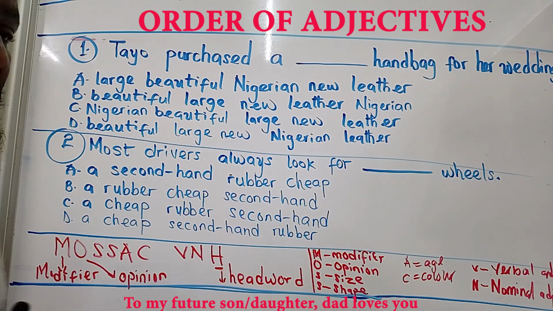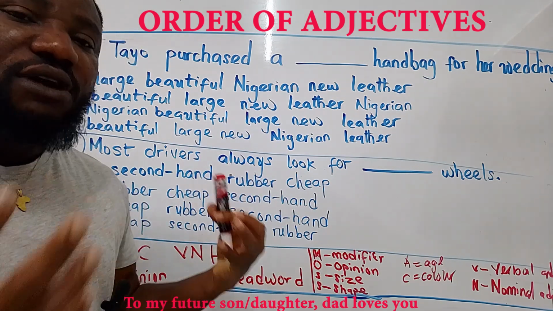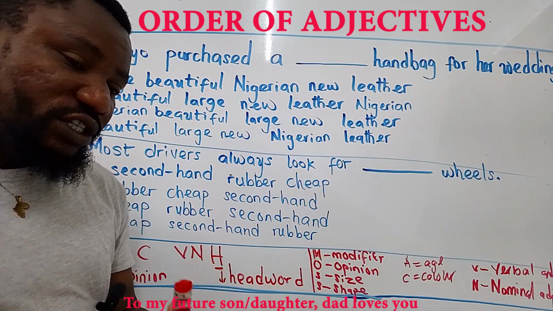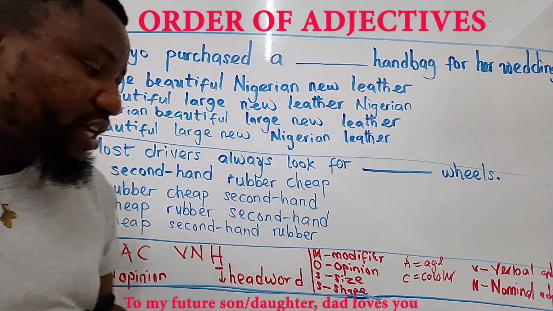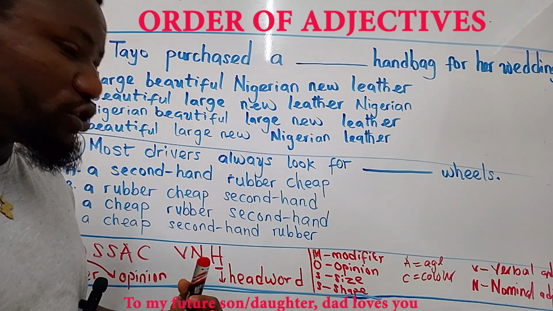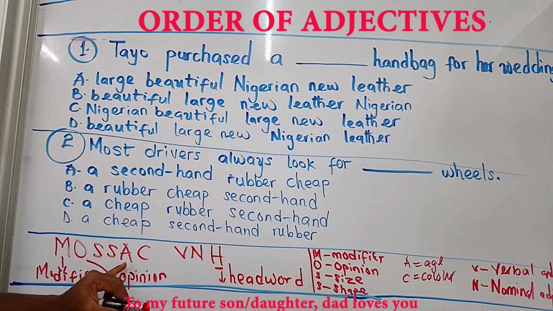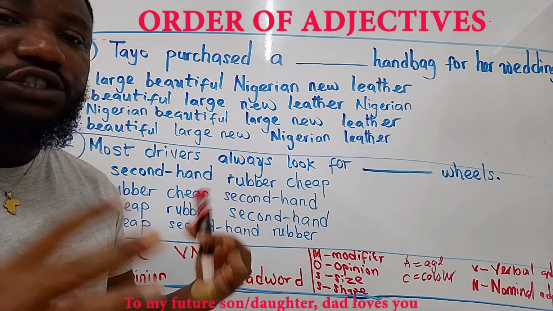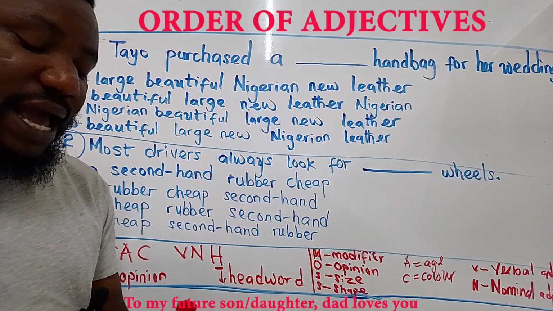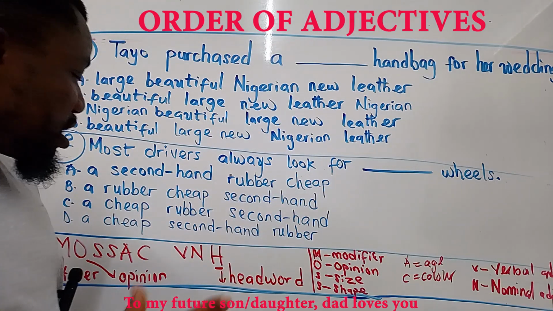Then we have age. Age is talking about the newness of something or how old something is. So you have ancient, old, modern, new. These are some examples that come under age, okay? Or you want to talk about old-fashioned. These are examples of adjectives talking about age. So the C here is color. And of course, you know what colors are: red, black, pink, white, all of the colors, gray, ash.